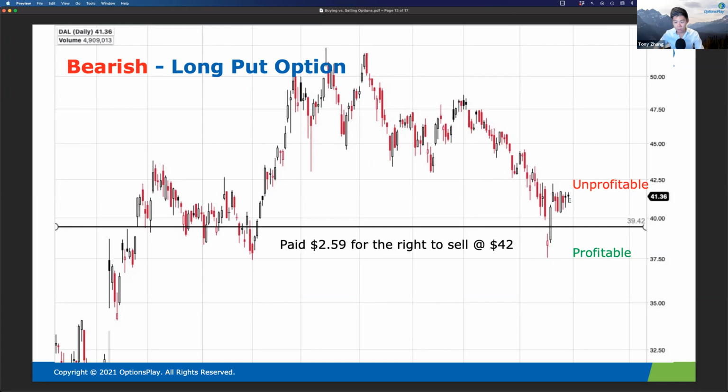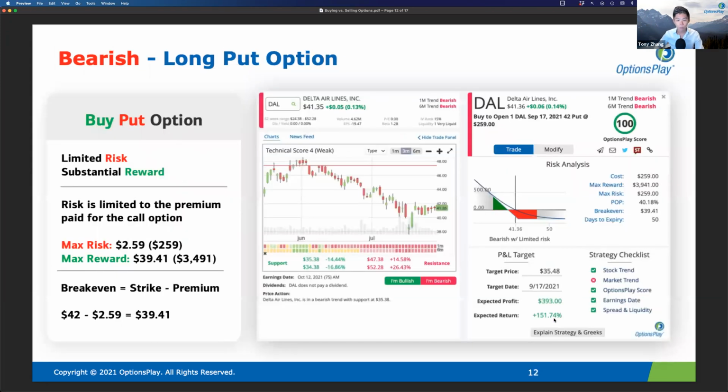And the lower the stock goes, the more money you can make, because if you can buy it for 35, sell it for 42, that's $7 profit. All you have to do is subtract the $2.59 that you paid. That's why a put option has limited losses to $2.59, and you have unlimited profits to the downside all the way down to zero if you were to buy a put. Does that make sense? Please type 7 into the chat window if that makes sense to you.